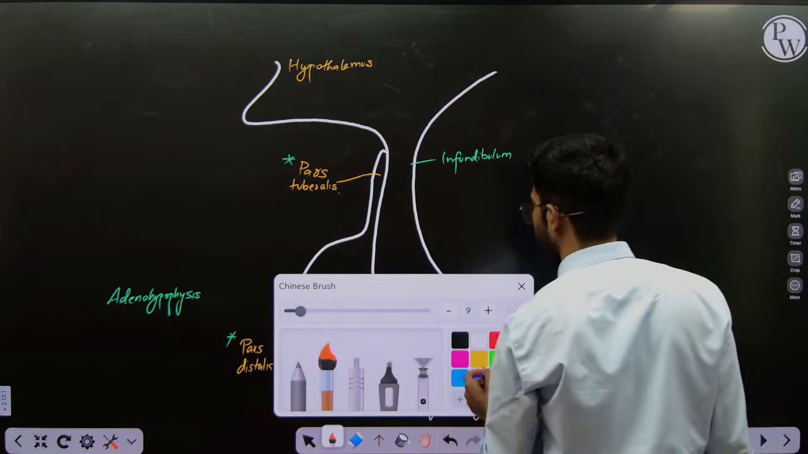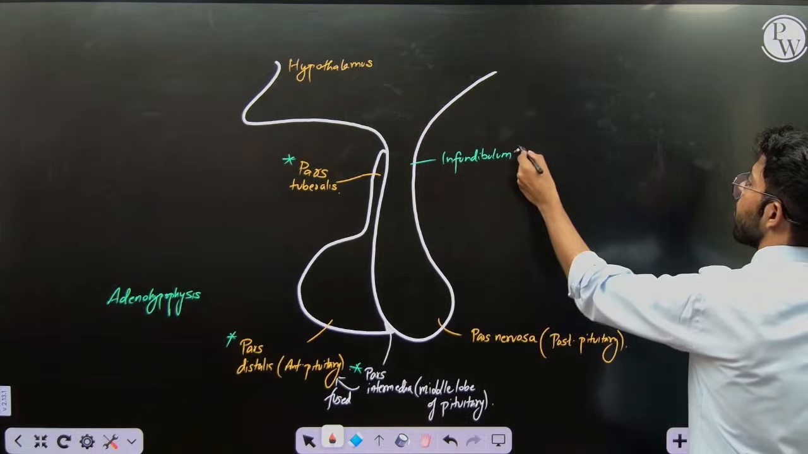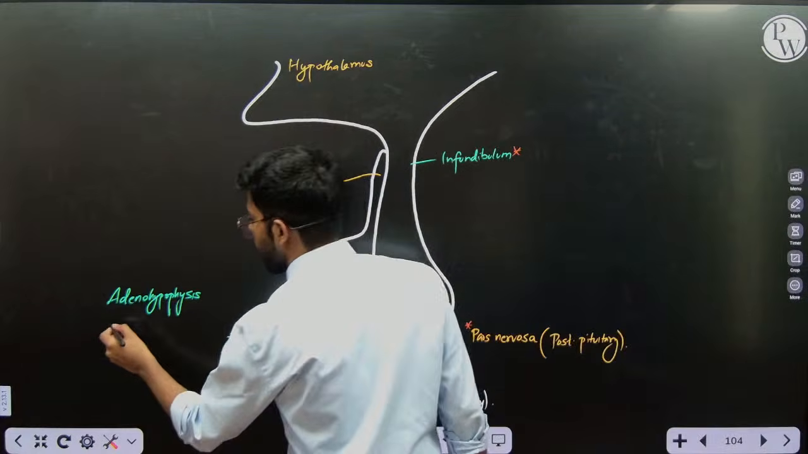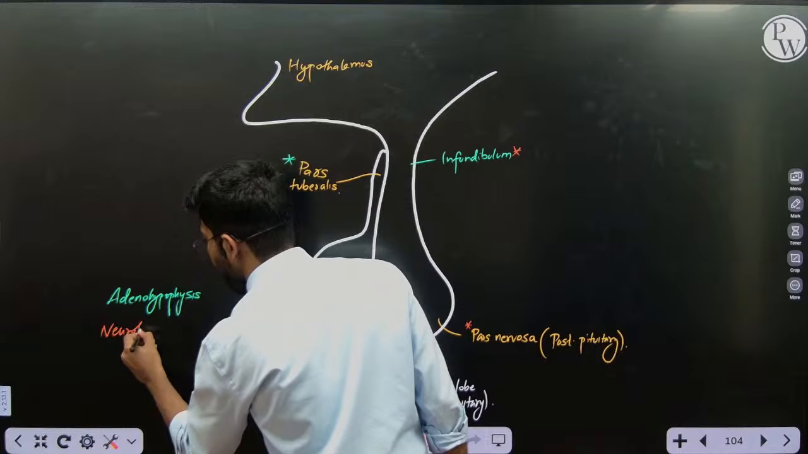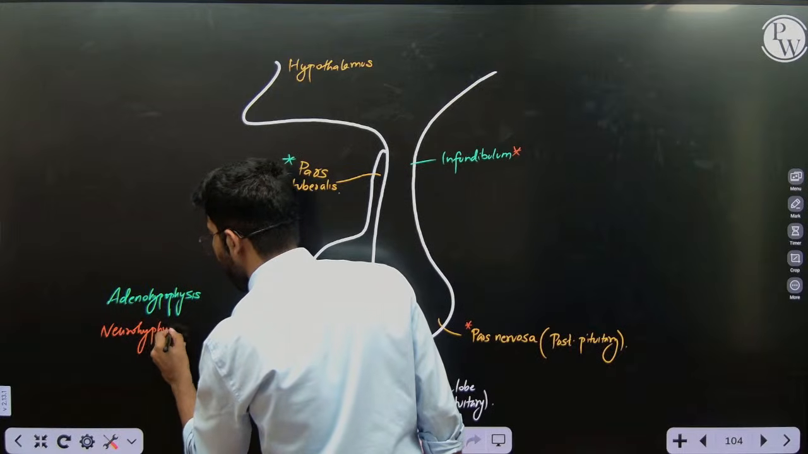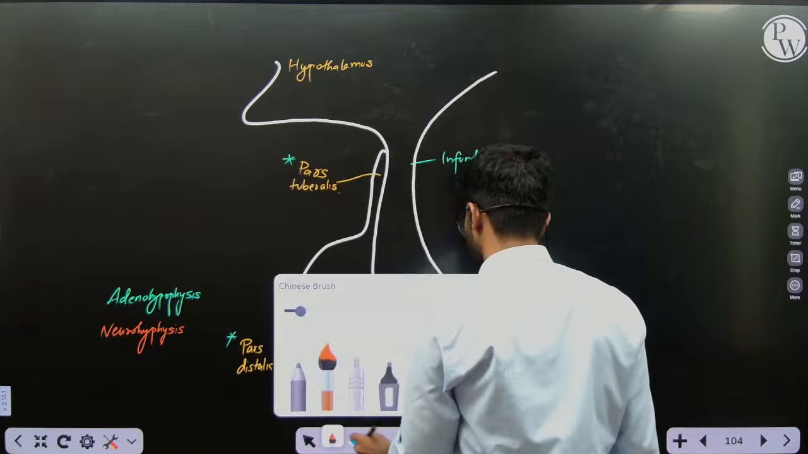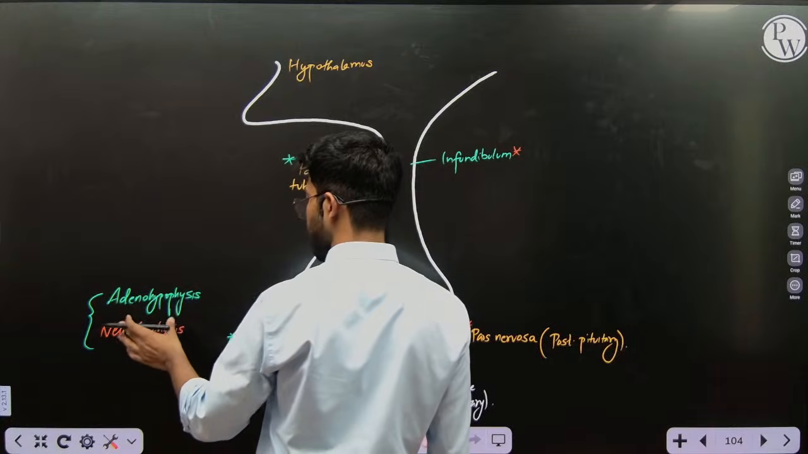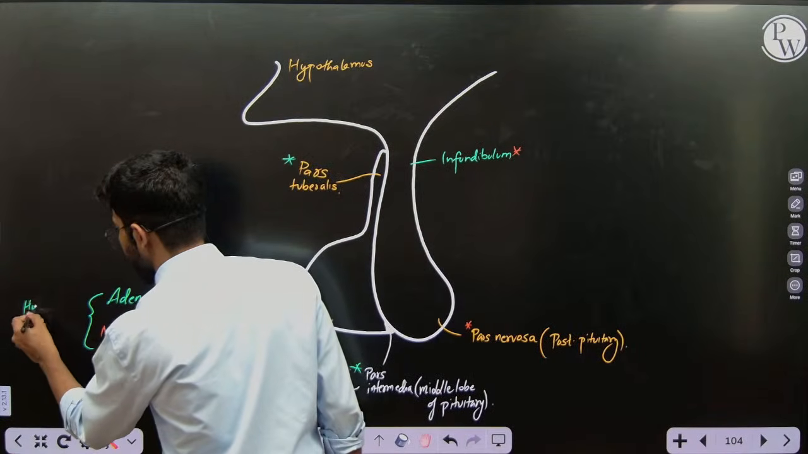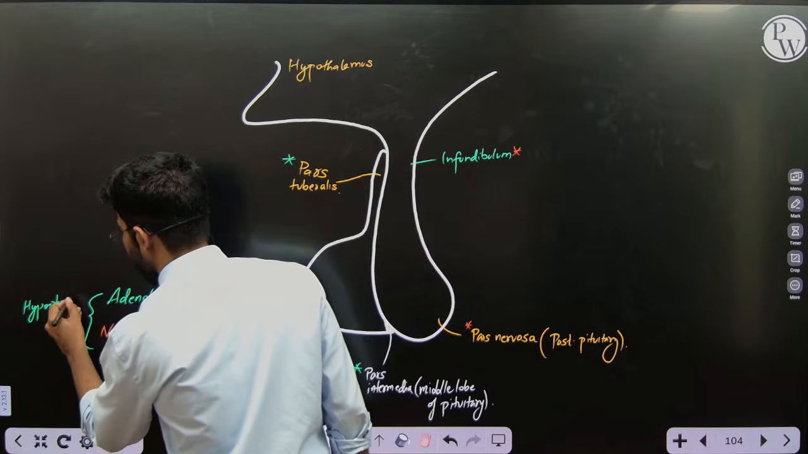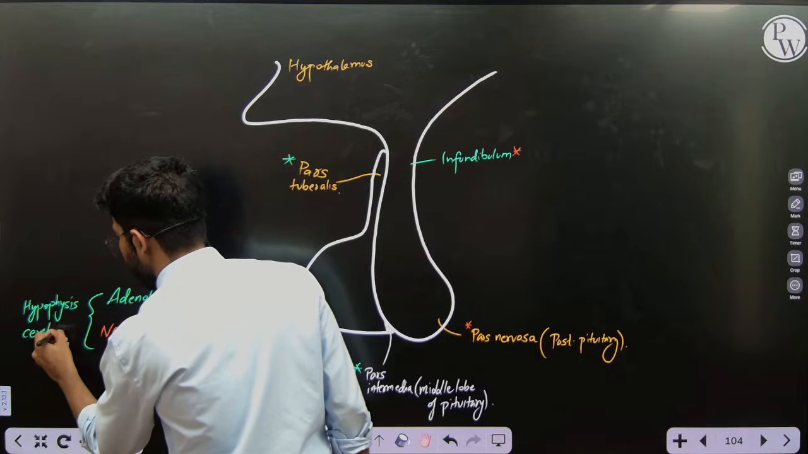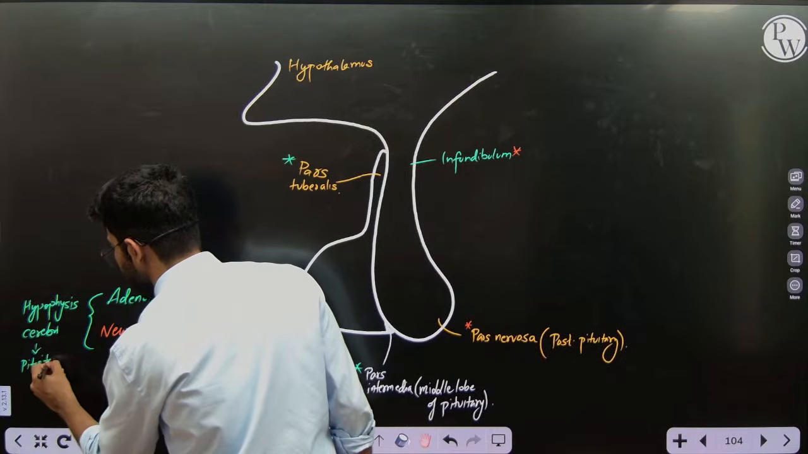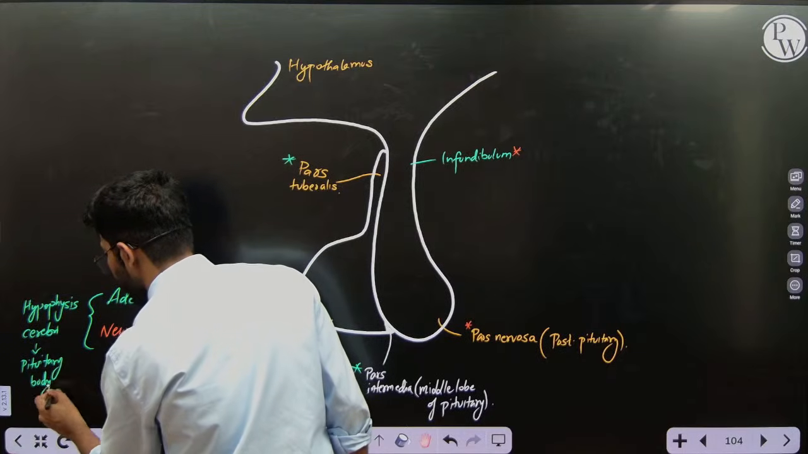And the infundibulum and the pars nervosa are collectively called the neurohypophysis. Both the adenohypophysis along with the neurohypophysis are called the hypophysis cerebri, or we can say the pituitary body, or pituitary gland.